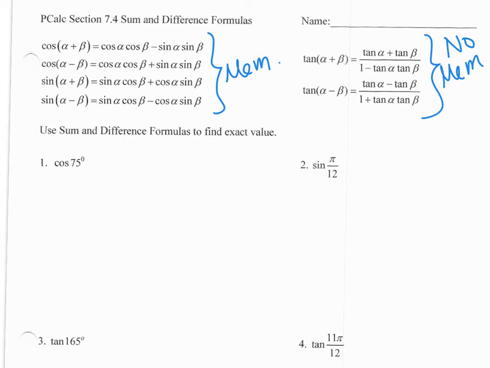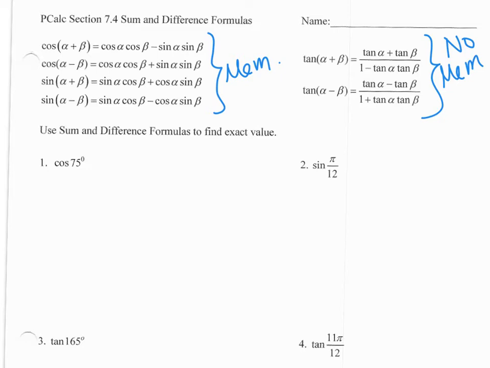Now we're going to use sum and difference formulas, so addition and subtraction, to find exact values. So look at number 1 here, cosine 75. So up until now, we know nothing about 75 degrees, right? Up until now, we would just hit our buttons on the calculator and get some weird decimal. Well, now we change.